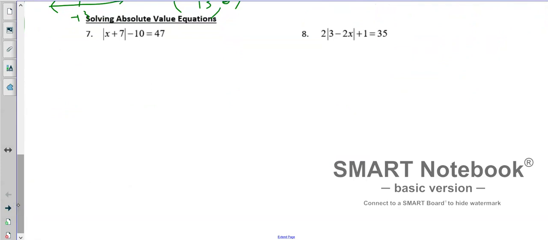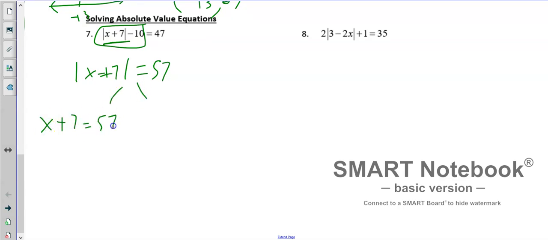All right, absolute value equations. We always want to get this by itself before we do anything. So don't right now write all of this equals 47 and all of that equals negative 47. Stop that. That is the first most common mistake, going to the two equations too soon. All right? We need to get this by itself first by adding 10 to both sides. Now we branch off into x plus 7 equals 57 and x plus 7 equals negative 57.